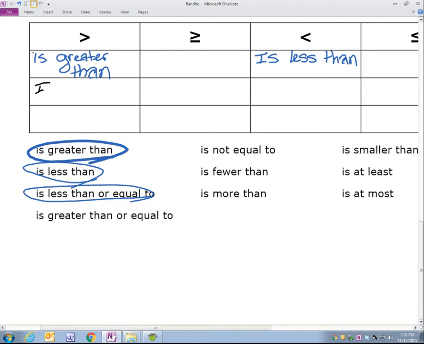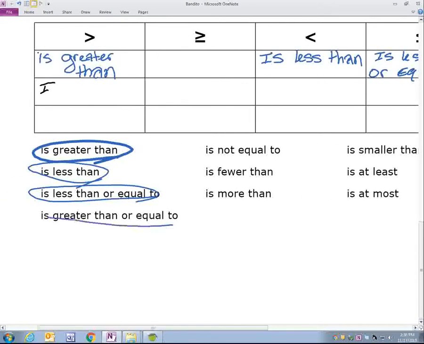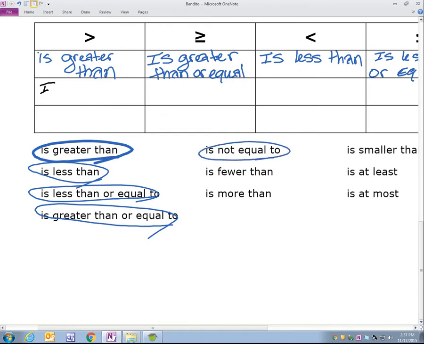Is less than or equal to. Those are words that we know. Is greater than or equal to. These are all the words that we know. Is not equal to.